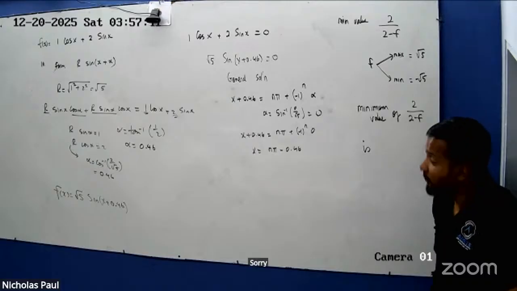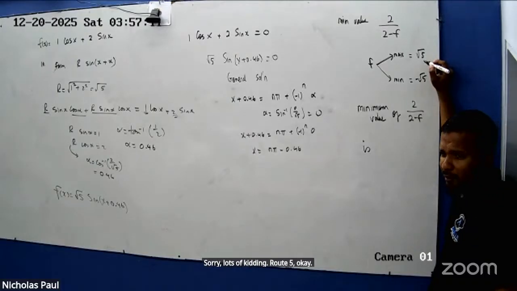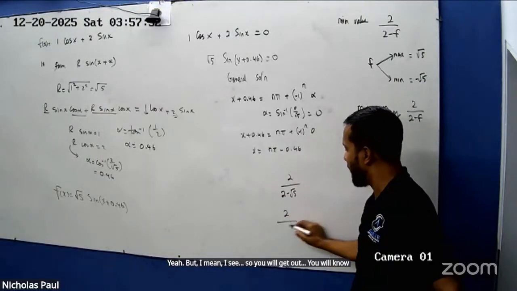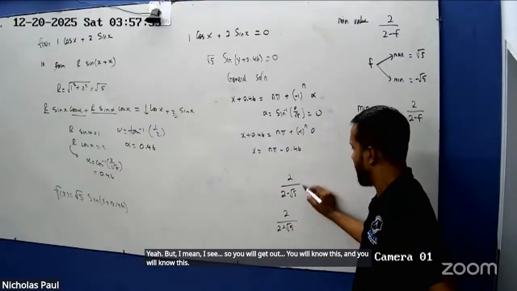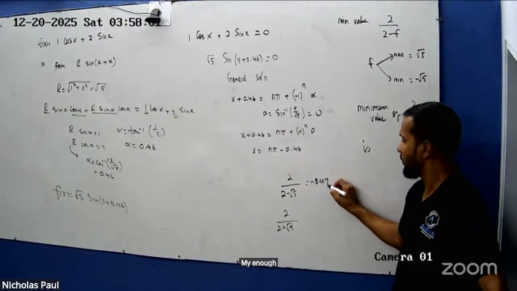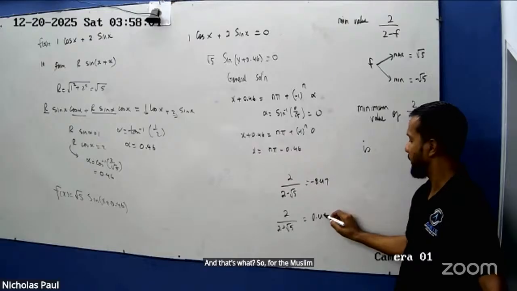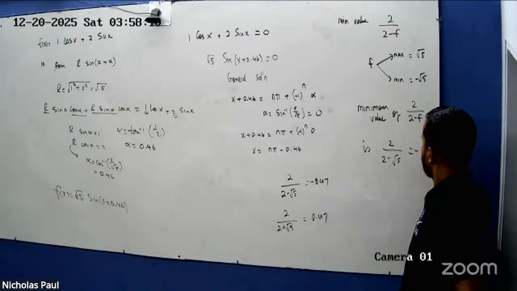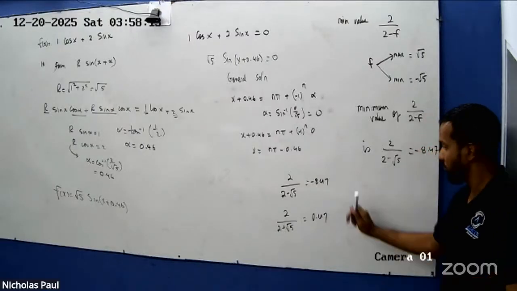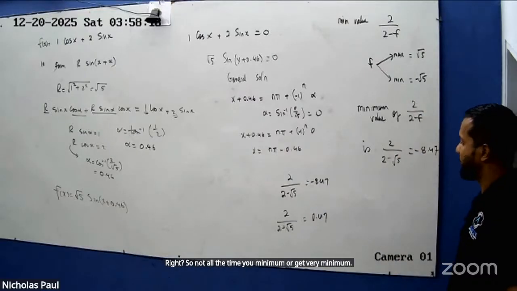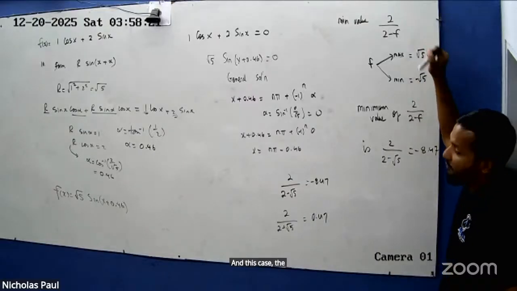Root 5 will give you the minimum? Yeah, but see, you're working out this and you're working out this. What's this one? And this one. Nice. So the minimum value is 2 over. That's the minimum value, right? This one is smaller than this. So not all the time the minimum will give you the minimum. In this case, the minimum gave you the biggest value.